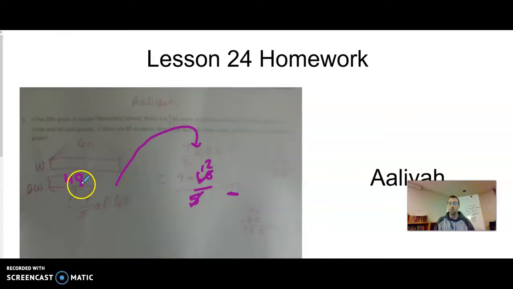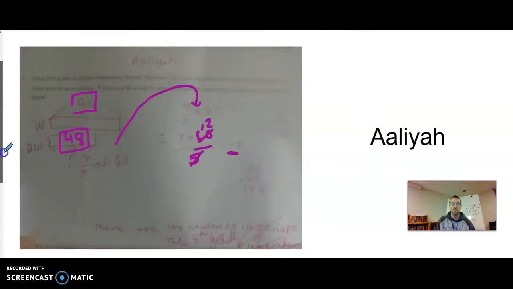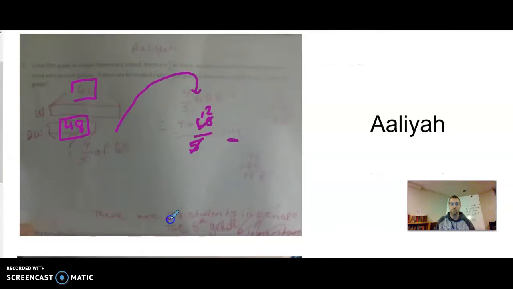Now, many of you wrote 48, but Leah went above and beyond. Well, I shouldn't even say above and beyond. She just knew that you needed to add the with glasses and without for the find the total. And as she did that down at the bottom, she has her total of 108 and she has her label. Awesome work, Aaliyah. Very nice job.